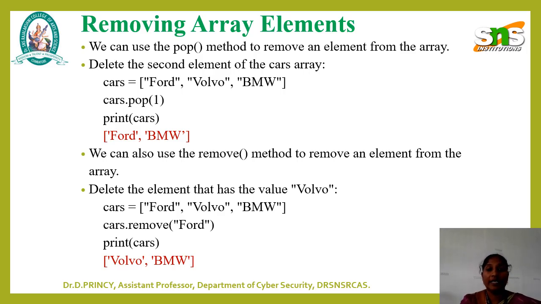Removing array elements. Suppose you want to remove an element or a set of elements, we can use built-in functions. Pop is a method to remove an element from the array. For example, cars.pop(1). 1 is an index value. The corresponding value of index 1 is Volvo. The result is Ford and BMW. The Volvo element is deleted. We can also use the remove method to remove an element from an array. The pop method uses the index value. The remove method uses the item value. cars.remove(Ford), I am specifying the element name. Ford is removed. The result is Volvo, BMW.